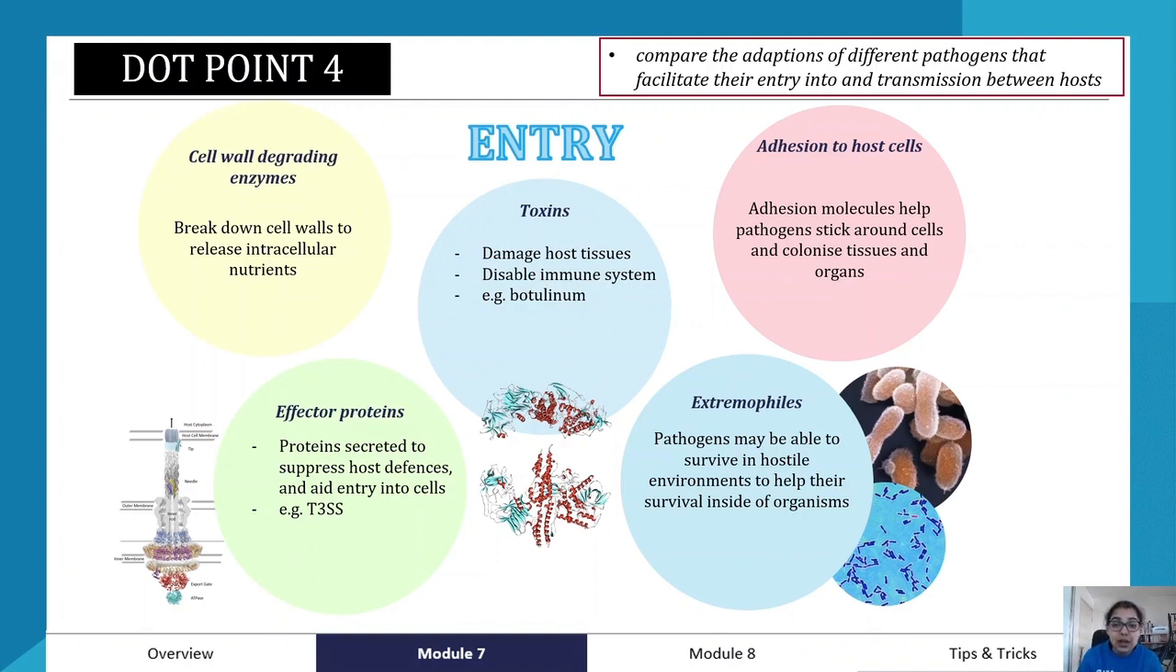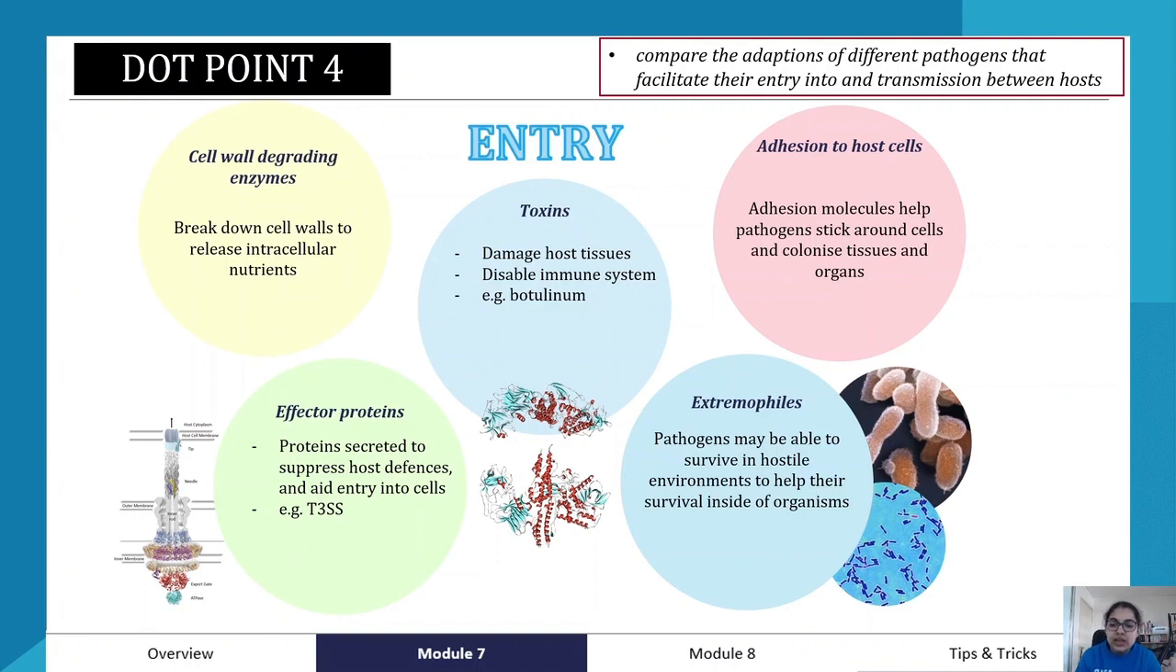Toxins damage host tissues and disable the immune system, and that's the key here. By disabling the immune system, you're getting free entry into the cell, and you'll be pretty safe. An example includes botulinum. Then adhesion to host cells. This is where adhesion molecules on the pathogen help the pathogen stick to cells, and from there colonize tissues and organs as well.